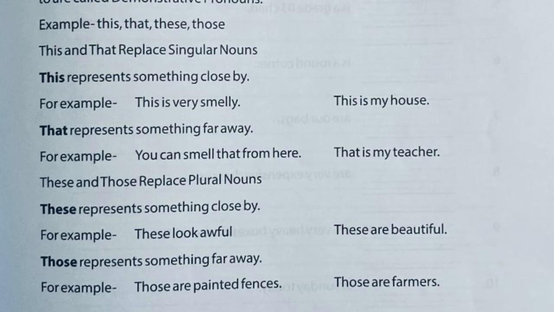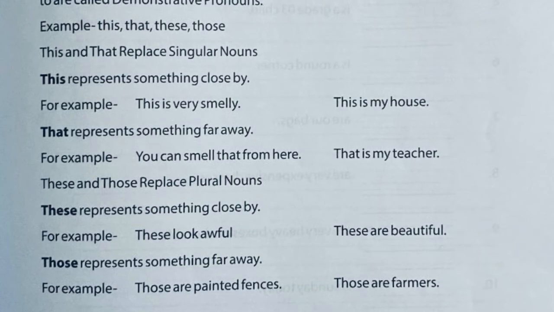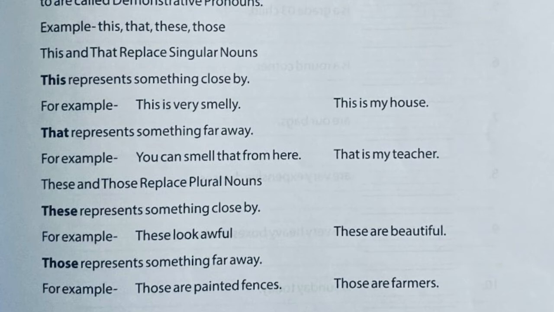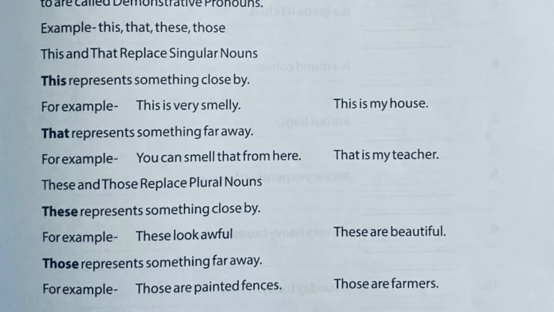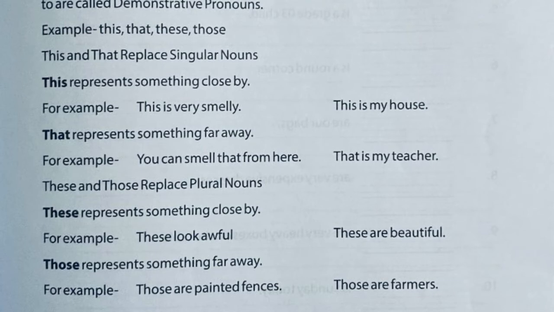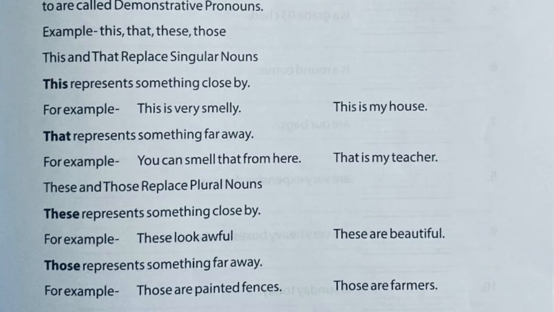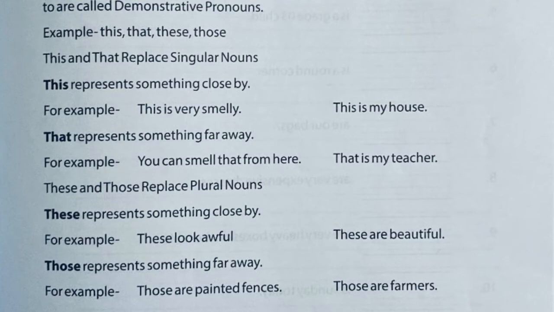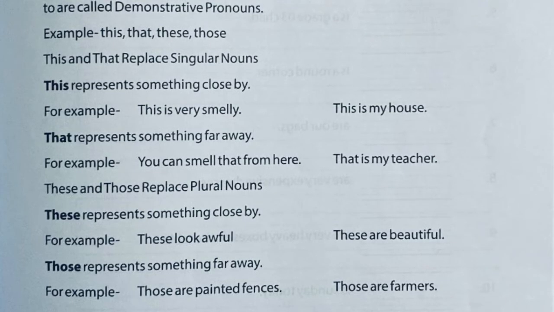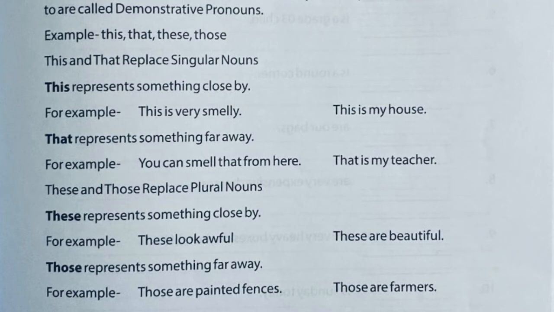Okay, so I'm going to read the example in your book, page number 57. This represents something close by. For example, this is very smelly. This is my house. That represents something far away. You know, जो चीज़ें दूर होती हैं, you can smell that from here. That is my teacher. These and those replace plural nouns.